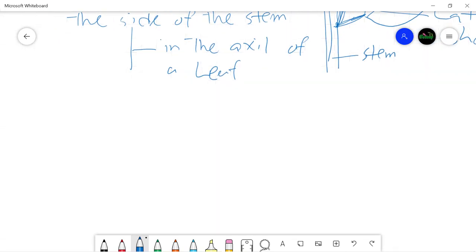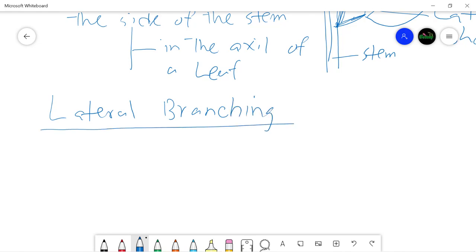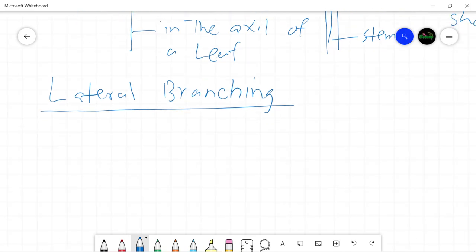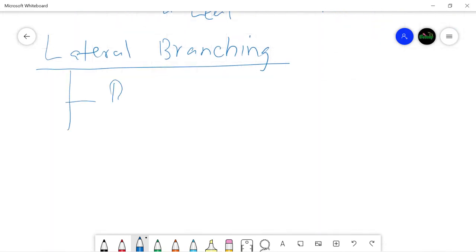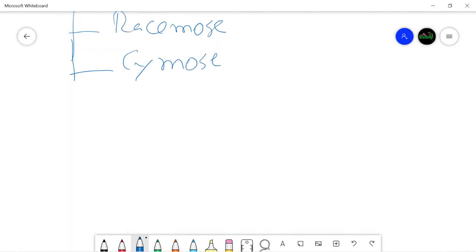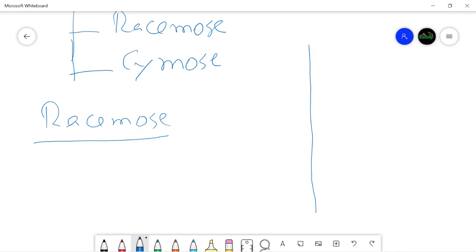Lateral branching is of two types, and as I just said, lateral branching is the most common mode of branching in angiosperm. Lateral branching is of two kinds, and that is racemose and cymose. So what is racemose? In racemose, the main stem continues to grow. This is the main stem. It is growing and it has an apical bud at its apex.